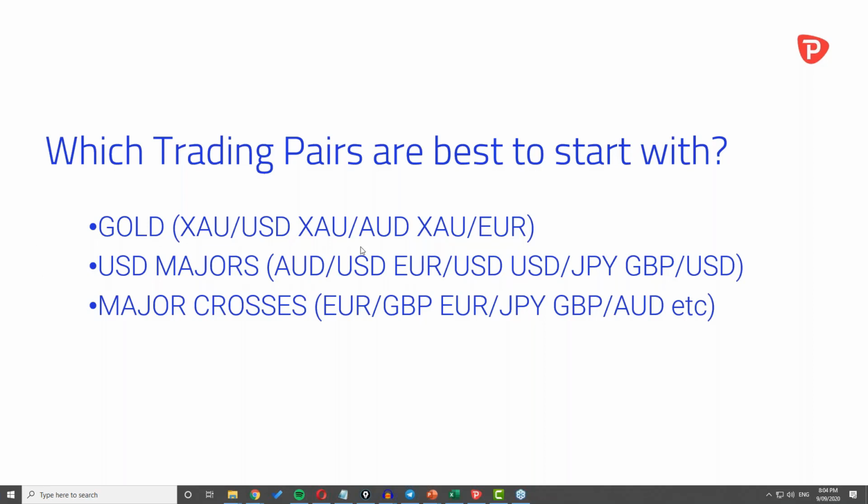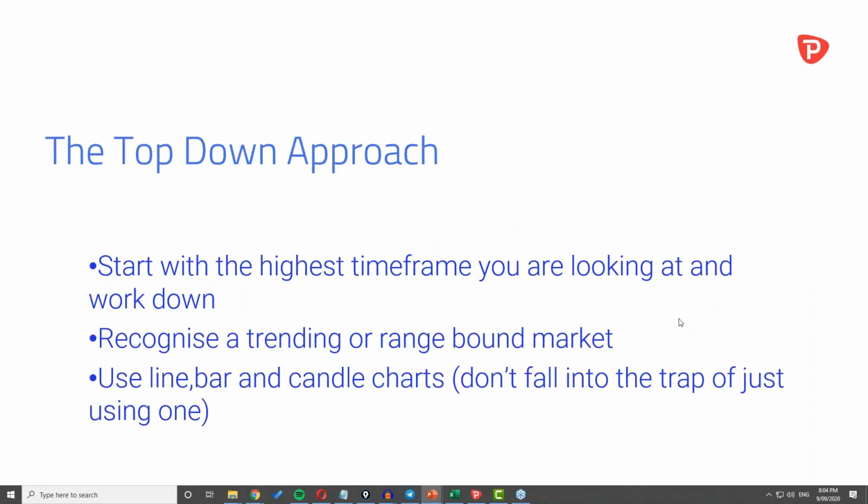So it is definitely the best place to start, especially if you're beginning your journey. But there's plenty of time to move into the cross pairs, and if you can master the majors, the cross pairs become a hell of a lot easier.